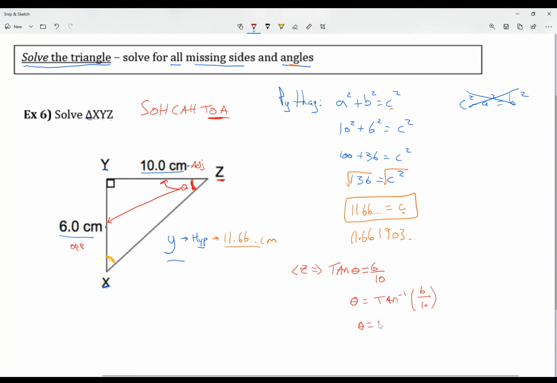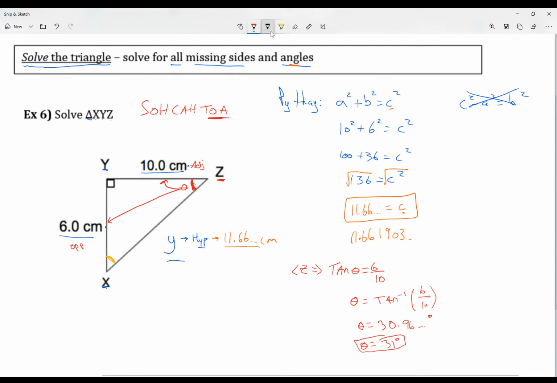And so the angle there is 30.96 and change degrees. If we wanted to round it, we could round it to 31 degrees. But the question doesn't state round. It doesn't really matter in this case. So that angle Z, the red one, angle theta here, angle Z, is 31 degrees.